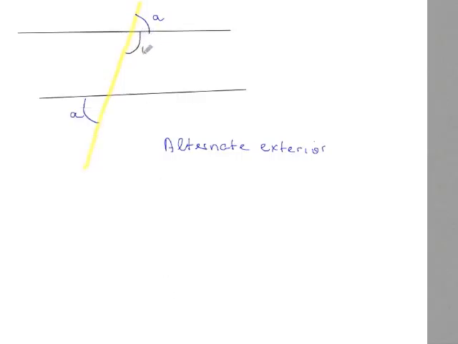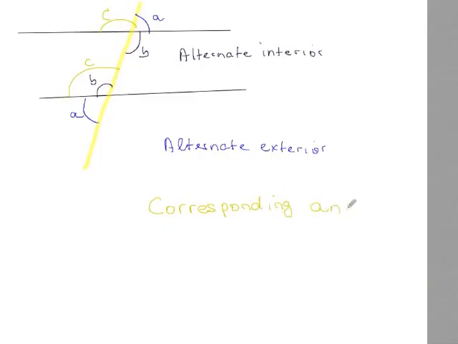These two angles, B and B, are alternate interior angles, and alternate interior angles are also congruent. This angle here, let's call it C, and this angle here are corresponding angles. And corresponding angles are congruent.